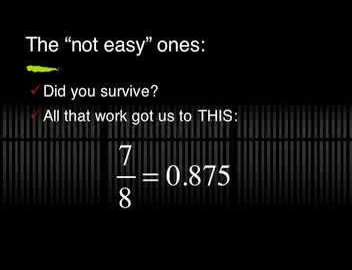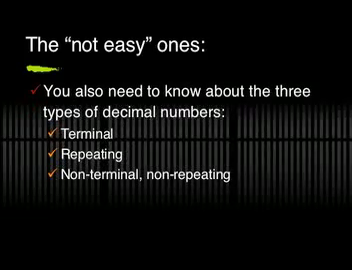Okay, did you survive? All that work got us here. We've got 7/8, and it equals 0.875. That was the number on the top of my division problem. We were lucky because this one ended in a 0. Otherwise we would have just had zeros going forever and ever more.